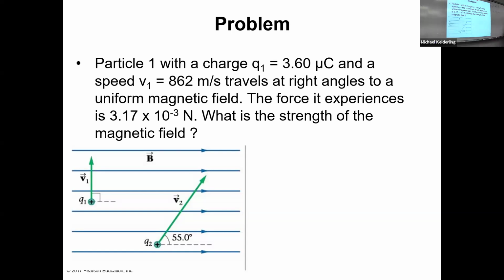So particle 1 with a charge of 3.6 microcoulombs and a speed of 862 meters per second travels at right angles to a uniform magnetic field. The force it experiences is 3.17 times 10 to the minus 3 newtons. So what is the strength of the magnetic field?